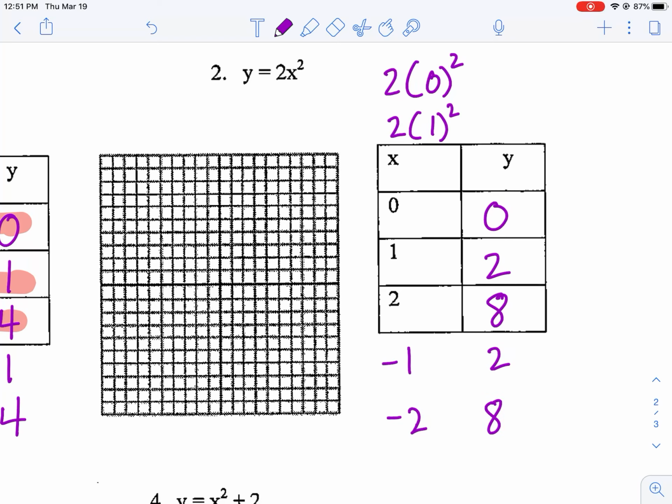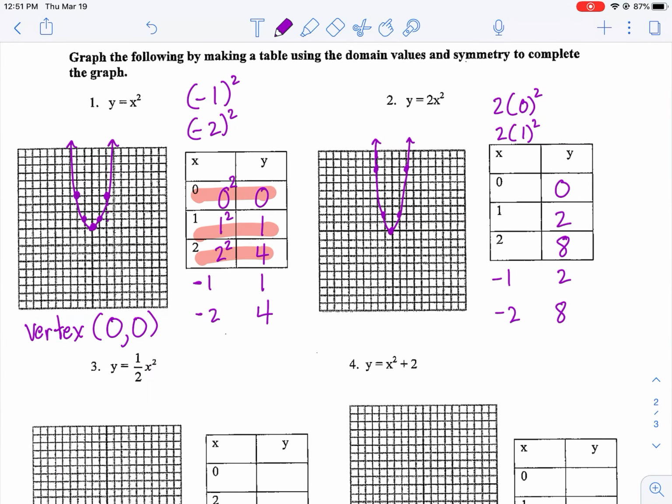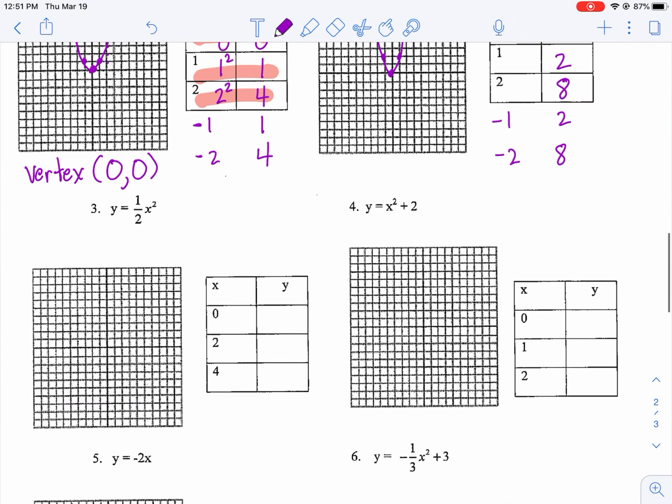All right, let's graph it. So here's 0, 0. Here's 1, 2. Here's 2, 4, 6, all the way up to 8. And then it looks like -1, 2, and -2, 8. And just like we expected, as we saw in Desmos, we still have a parabola. It's still going up, but this is a narrow curve, a narrower parabola, okay?